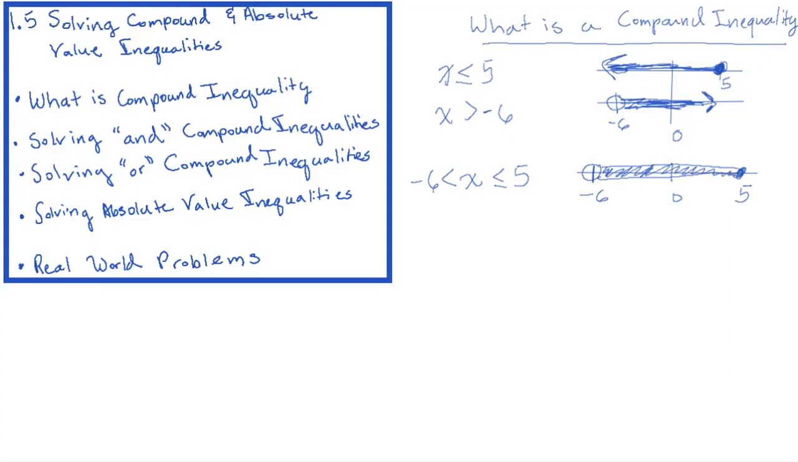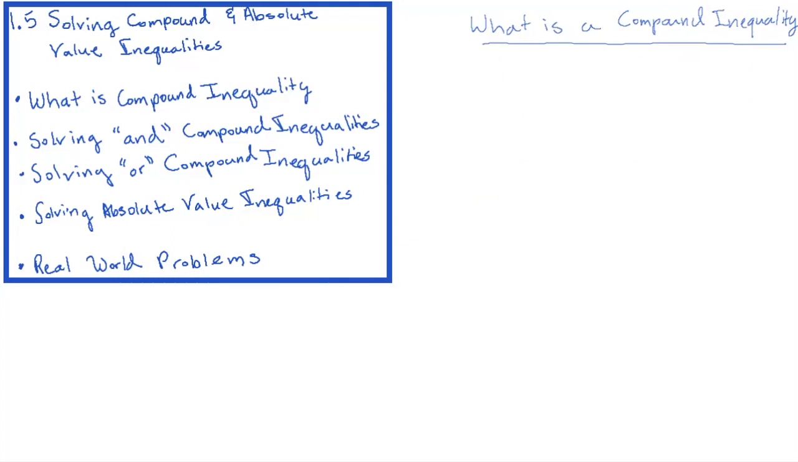So for example, we could see that -2 exists in between -6 and 5, but for example, 6 does not. Think about it like this. Even though 6 is greater than -6, it's bigger than 5, so it would not exist in this compound inequality. Remember, it's compounded because we have two restraints here, rather than just one. That's why we call it a compound inequality.